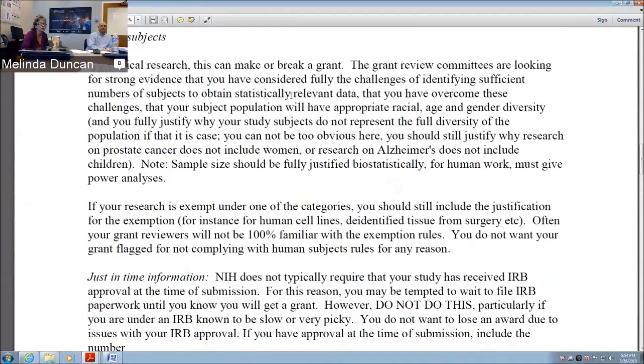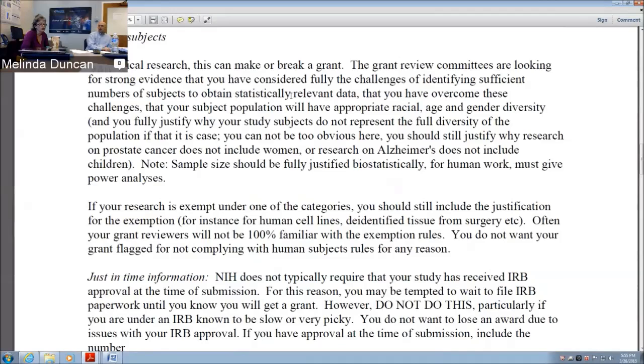This is also the place where you need to explicitly explain why your study population might not have the full racial, sex, or age diversity. It's a good idea if you're studying Alzheimer's to say, I'm not including children because children don't get Alzheimer's. I'm studying prostate cancer, I'm not including women because women don't get prostate cancer. I would urge you to be that explicit about your study populations because you never know what reviewer you're going to get, and you don't want this to be flagged at all.